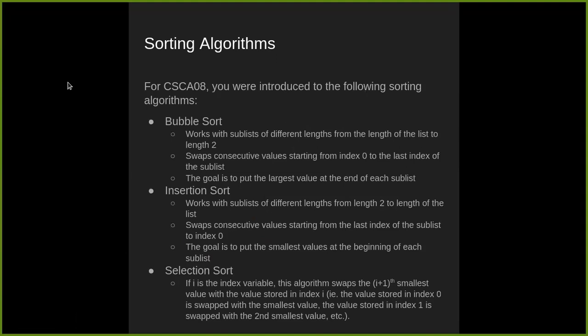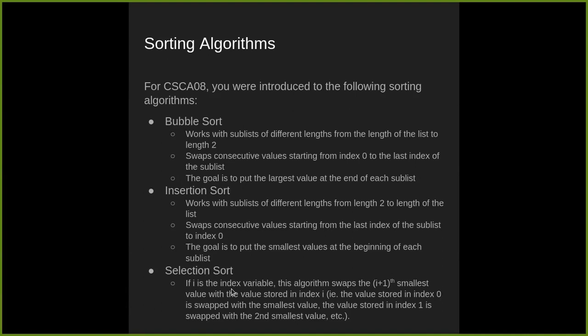In CSCA08, you were introduced to the following sorting algorithms, which are bubble sort, insertion sort, and selection sort. Bubble sort works with sublists of different lengths from the length of the list all the way to length 2. It swaps the consecutive values starting from index 0 to the last index of the sublist, and the goal of the swapping is to put the largest value at the end of each sublist. Insertion sort works with sublists of different lengths from length 2 to the length of the list. It swaps consecutive values starting from the last index of the sublist to index 0, and the goal is to put the smallest values at the beginning of each sublist.